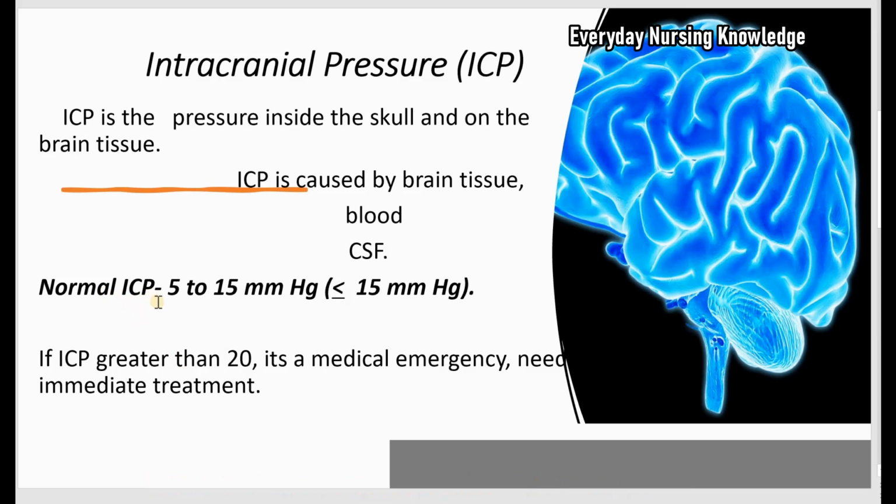What is a normal ICP? Normal ICP is 5 to 15 mmHg or less than 15 mmHg. That means if a patient is on a continuous ICP monitor or continuous ICP reading and you see a pressure of 2, no intervention needed. But if pressure goes above 15, keep monitoring, and if the pressure reaches 20 and sustains about 20, it is a medical emergency.